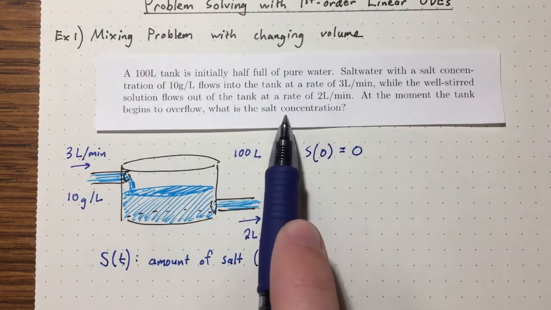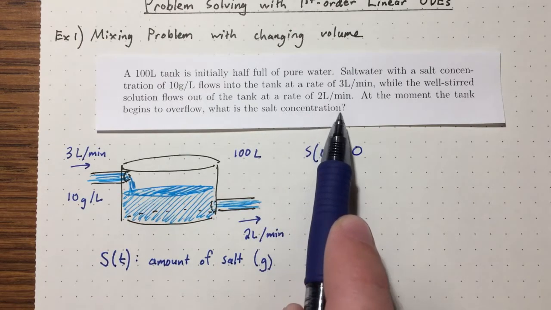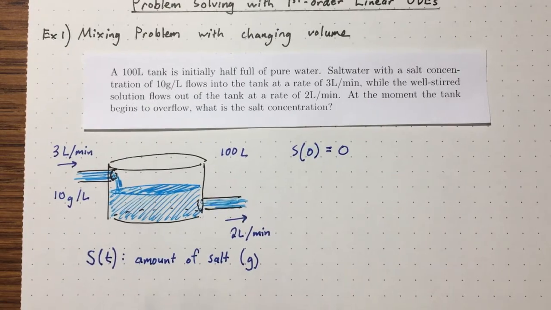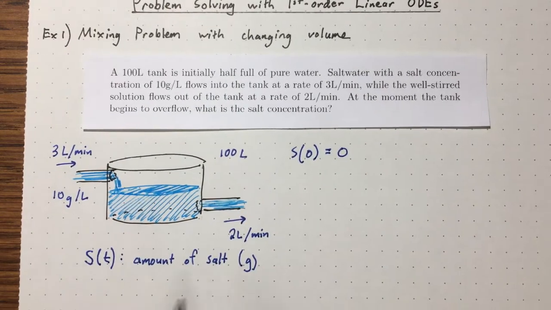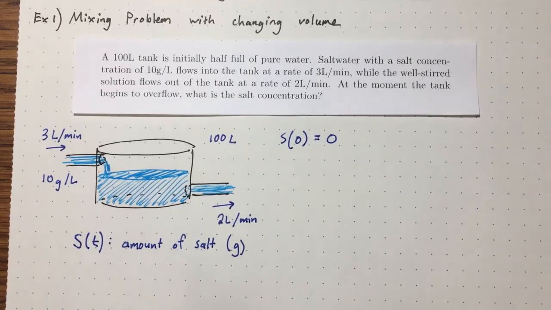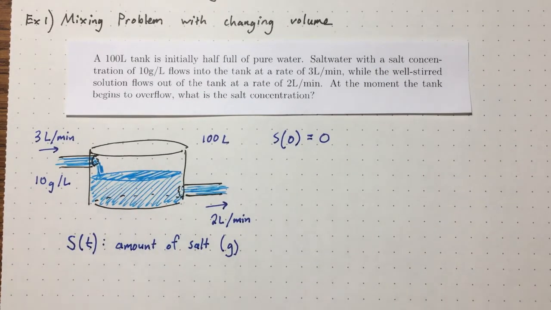And I just want to point out one thing. So we're actually looking for the salt concentration, not the salt amount. But it turns out it's just going to be easier to write a differential equation for the amount of salt. And then we can either change variables, or we can go through and do the problem, and then at the very end we'll turn that amount that we get into a concentration.